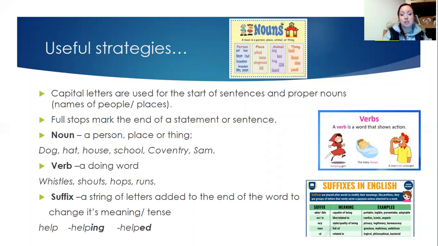A suffix is a string of letters added to the end of the word to change its meaning or tense. So for example, help, helping, helped. And there are some more clues on this slide. At any point that you need to, you can pause these slides so that you can write things down and remind yourself of what you need to do.